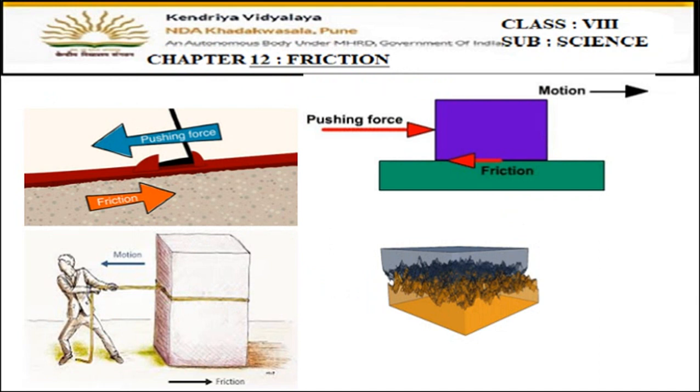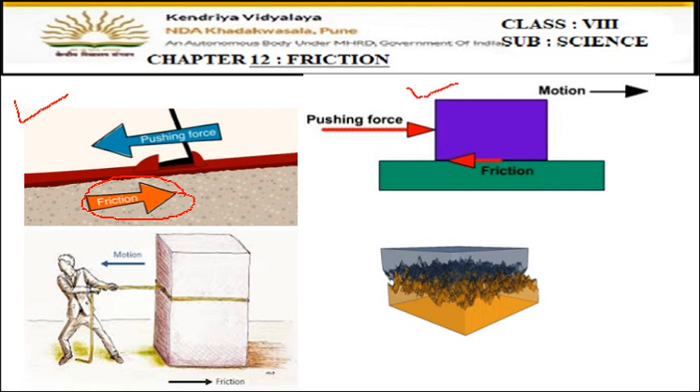Now here in the slide you can see different types of pictures. In the first picture you can see that an arrow is towards the left side and it is written pushing force. That means the force is applied towards the left direction, and here you can see that friction is acting towards the right direction. So from the image it is very clear that friction is the force which acts against the applied force. If the force applied is in the left direction, friction will act in the right direction. That means the applied force and friction are opposite to each other. From this diagram it is very clear.